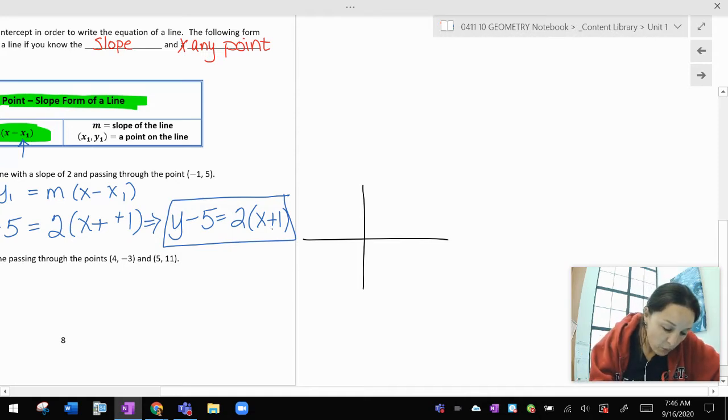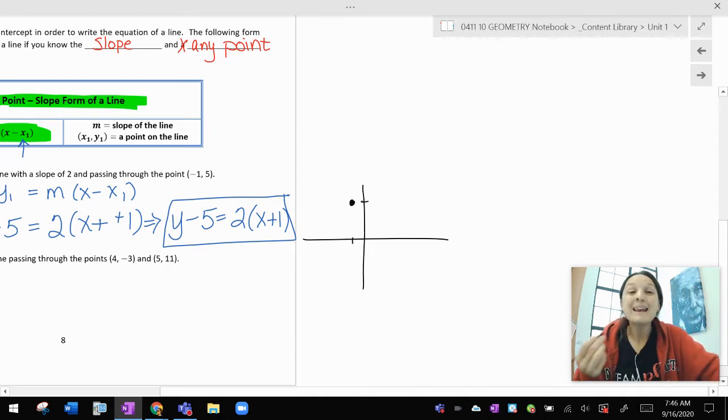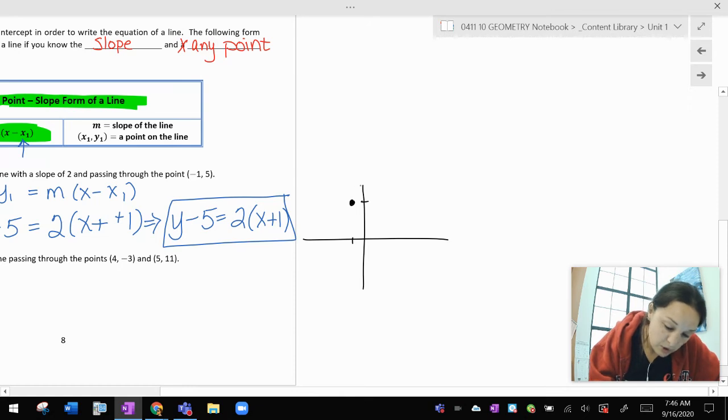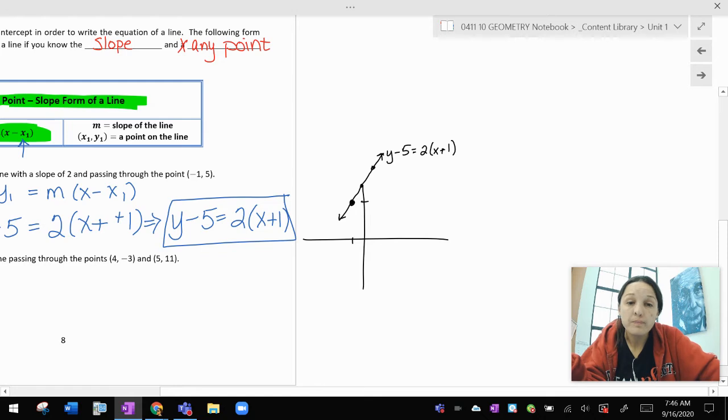So my initial point is -1, 5. -1, 5 is right about there. And now I'm going to do the slope. Up 2 over 1, up 2 over 1. There's my line. It doesn't need to be in y equals form.